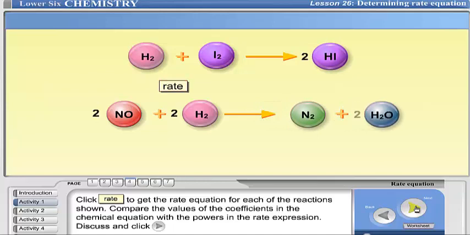Click Rate to get the rate equation for each of the reactions shown. Compare the values of the coefficients in the chemical equation with the powers in the rate expression. Discuss and click Next.